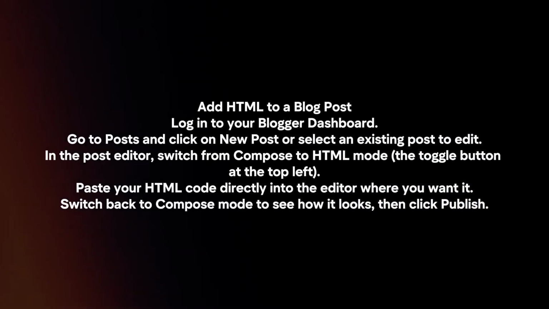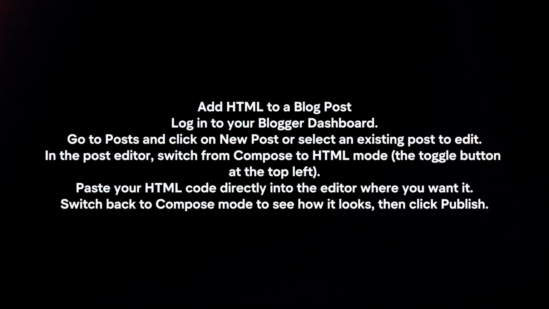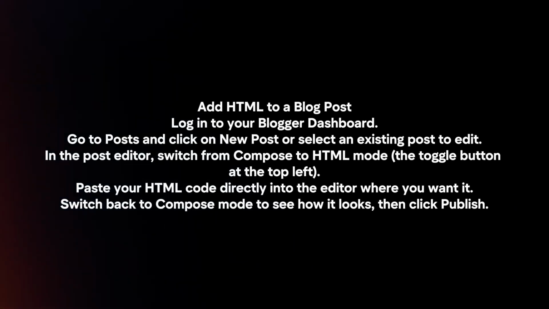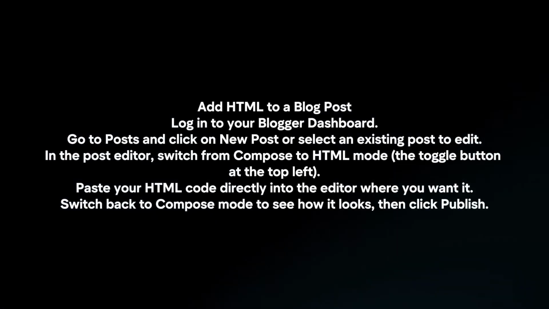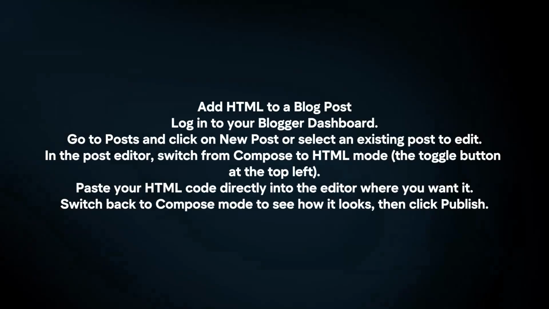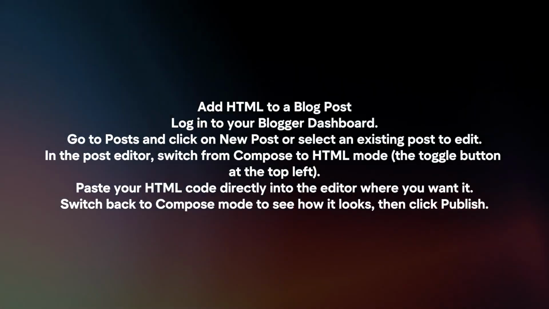Log into your Blogger dashboard. Go to Posts and click on New Post or select an existing post to edit. In the post editor, switch from Compose to HTML mode. Paste your HTML code directly into the editor where you want it. Switch back to Compose mode to see how it looks, then click Publish.